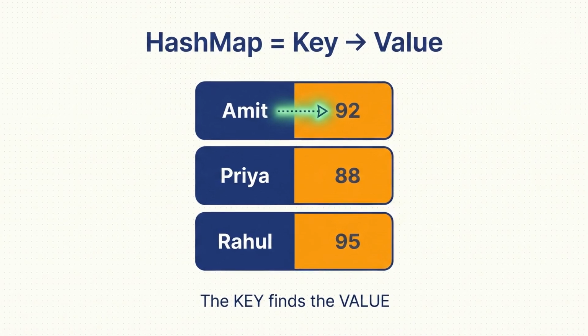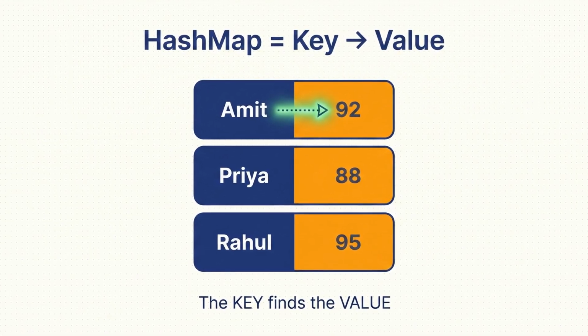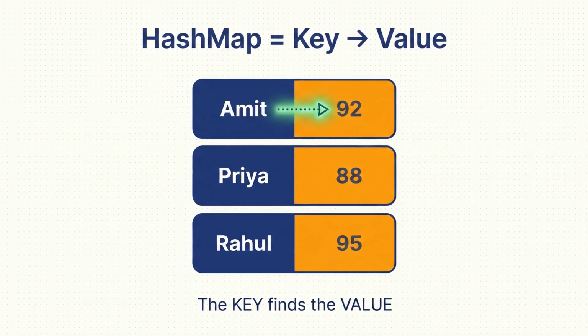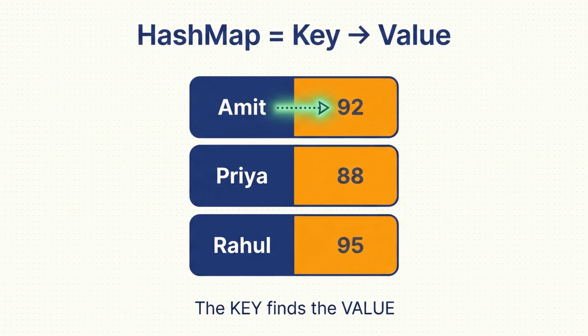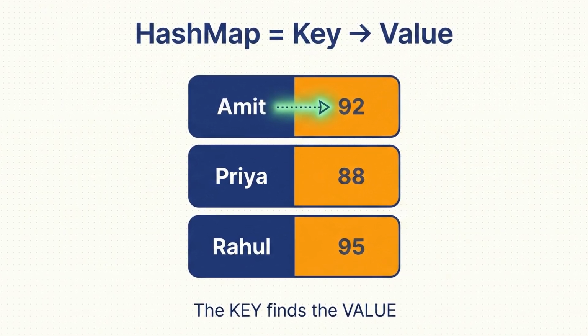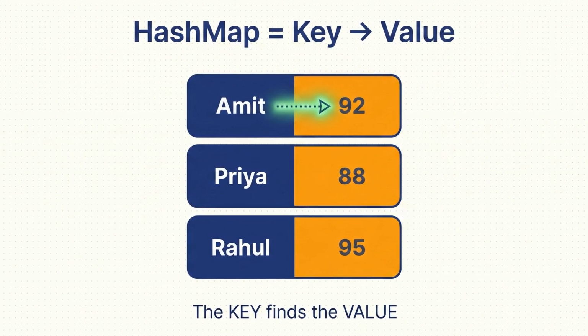A hash map stores data as key value pairs. The key is what you search by, like a student's name. The value is what you want to find, like their marks. So Amit maps to 92, Priya maps to 88, Rahul maps to 95. Give the hash map a key and it hands you the value, fast. The magic is in how it finds it.